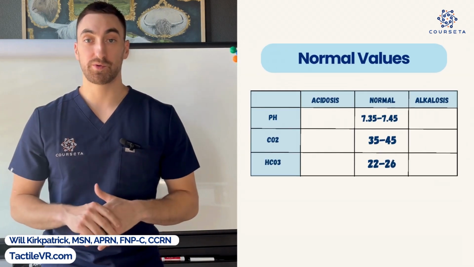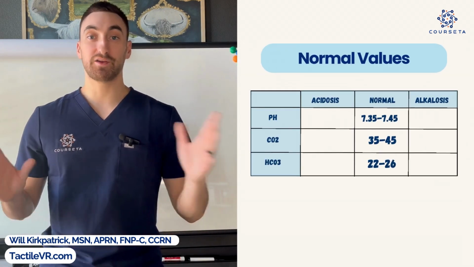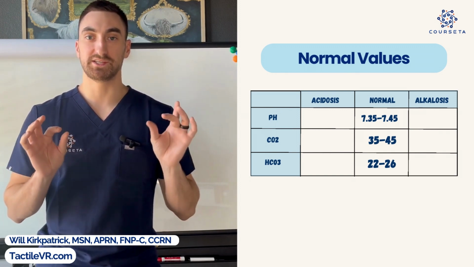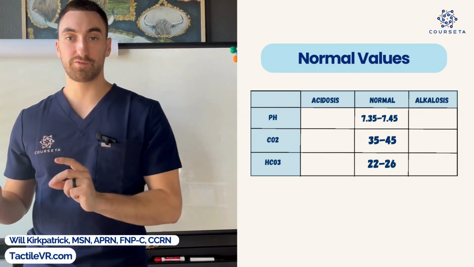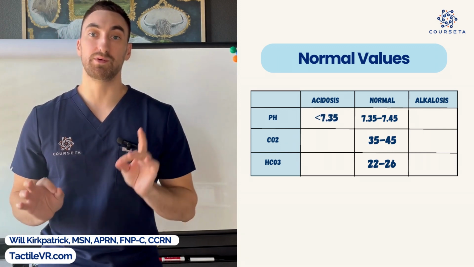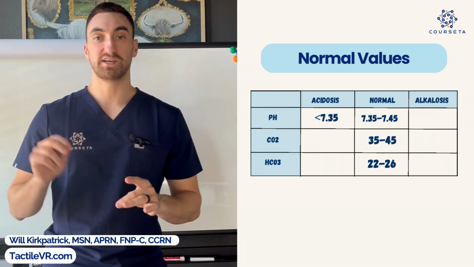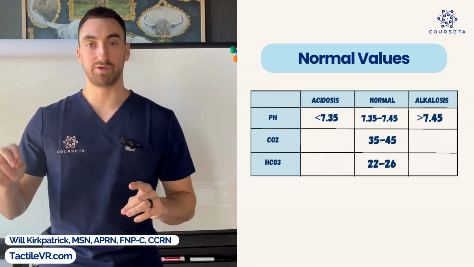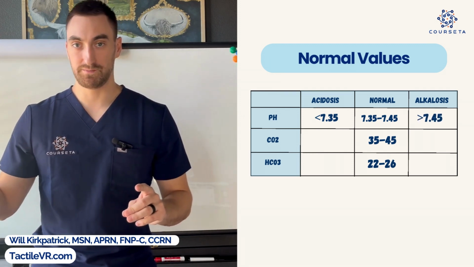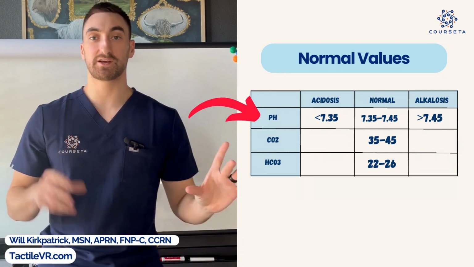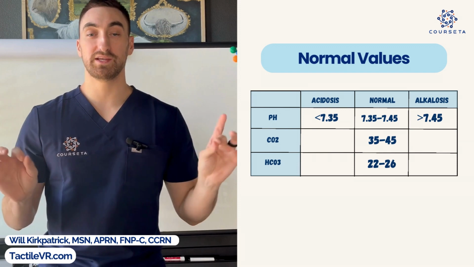So now that we know our normal ranges, we need to know what it means when they're out of range. Let's start with pH. Once again, pH is 7.35 to 7.45. If it's low, below 7.35, it is acidic. If it's high, above 7.45, it's alkaline. We'll get into the steps of interpreting ABG, but this is the first step, determining if it's acidic or alkaline. You need to know what it means when it's out of range.